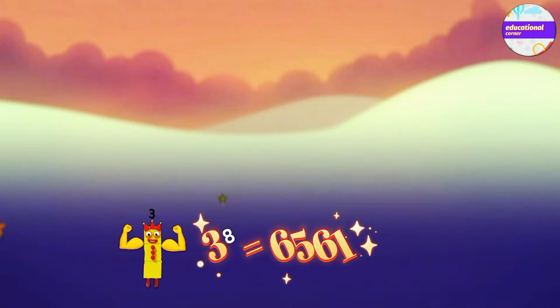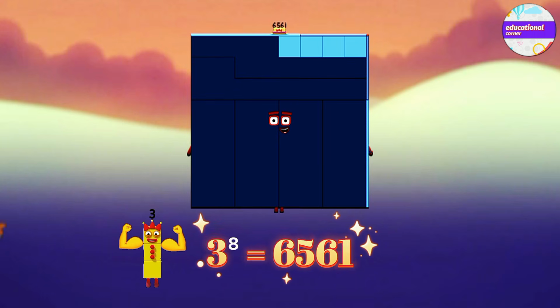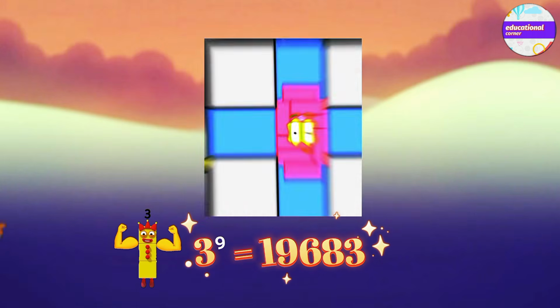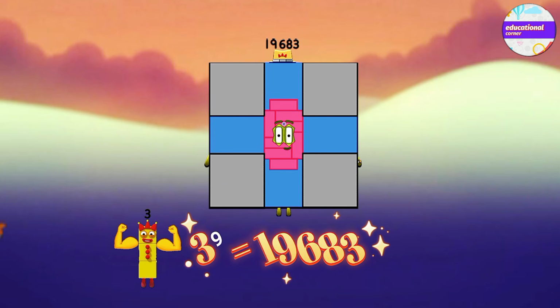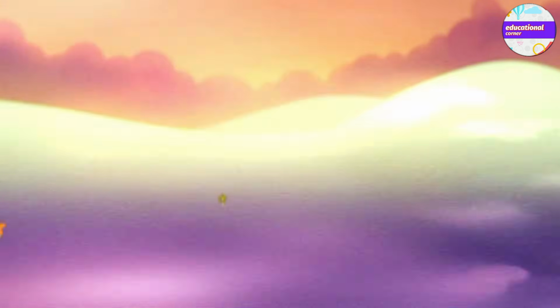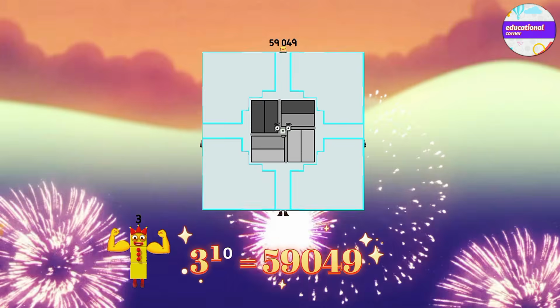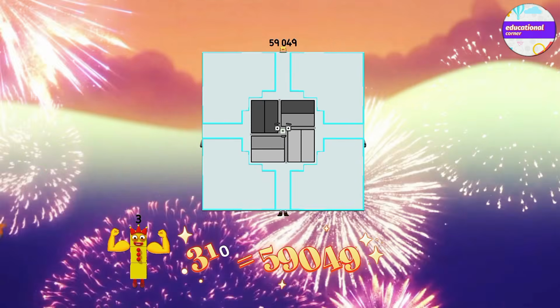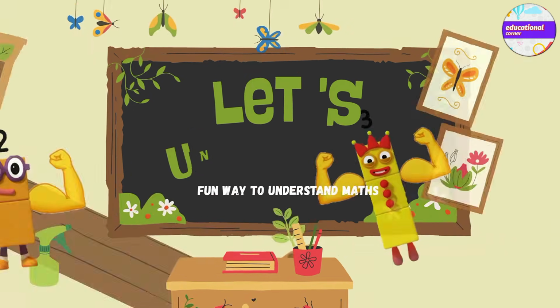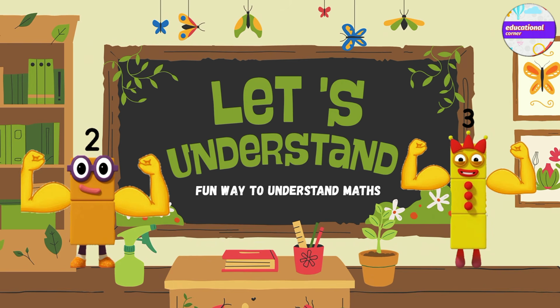2187. 3 power 8 equals 6561. 3 power 9 equals 19,683. 3 power 10 equals 59,049. Let's understand it.